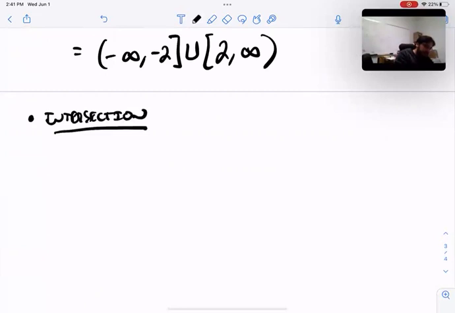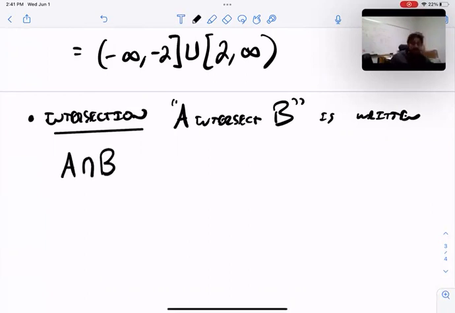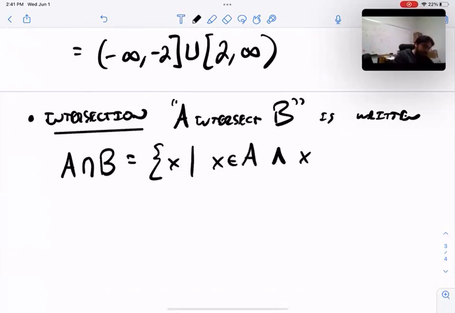And for intersection, you say A intersect B. This is written with an upside down version of the union symbol. A intersect B means the set of all x such that x is in A and x is also in B. It needs to be in both sets.